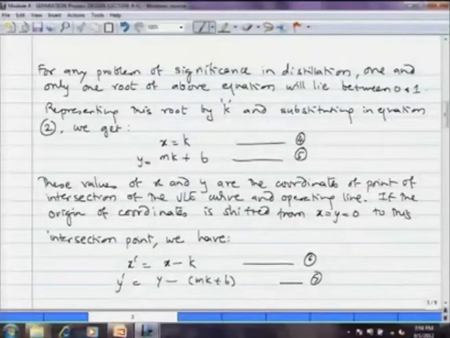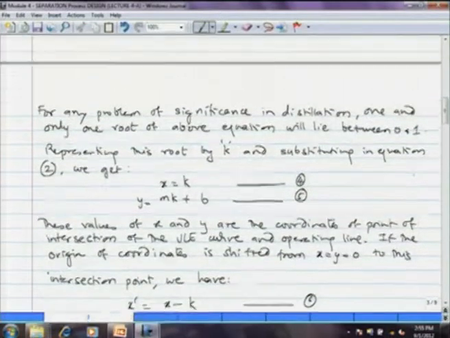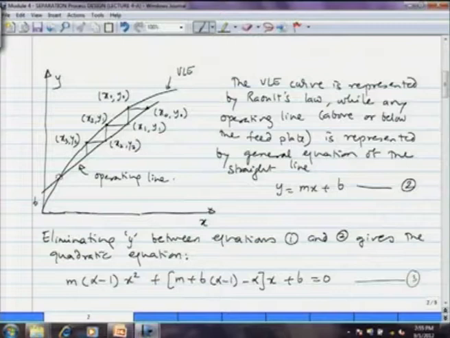For any problem of significance in distillation, one and only one root of the above equation will lie between 0 and 1. Since x is a mole fraction, its value has two bounds, 0 and 1. If the number is negative, below 0, then that is absurd. If the number is above 1, then also it is absurd. We represent the root between 0 and 1 as k, so x equal to k, and then the corresponding y becomes mk plus b, and these values of x and y are the coordinates of the point of intersection of the VLE curve and the operating line, which is essentially this point, which now appears on your screen.